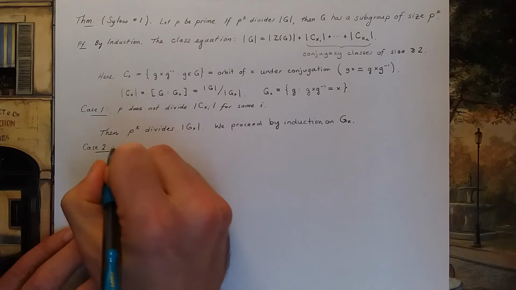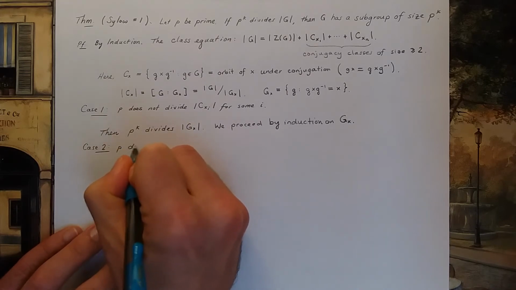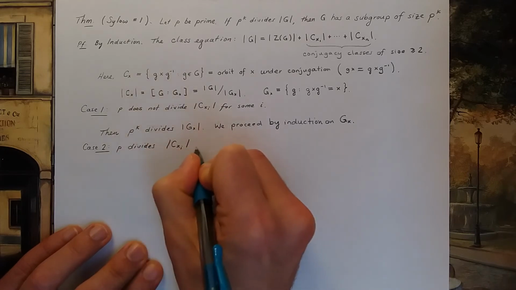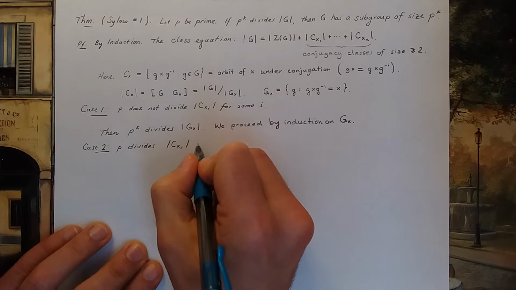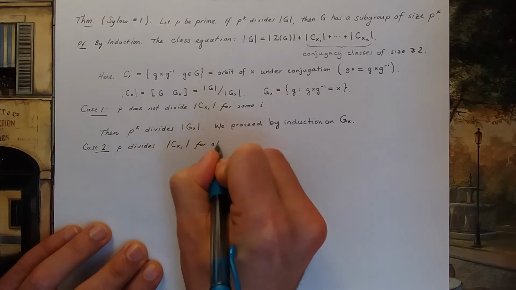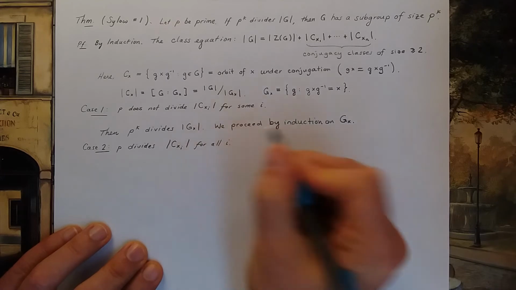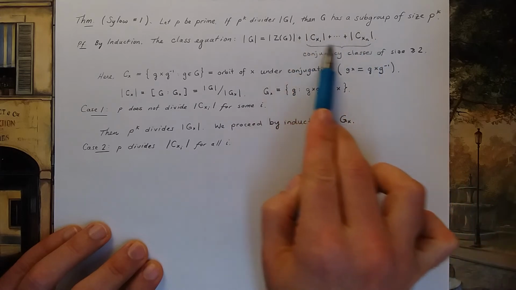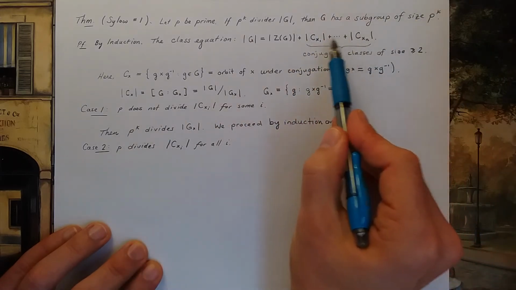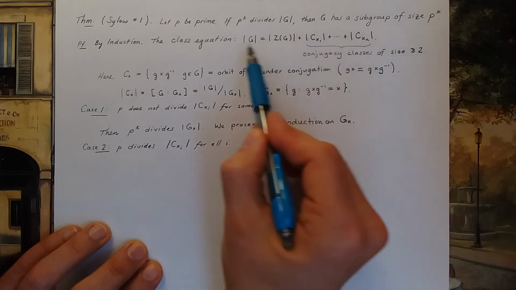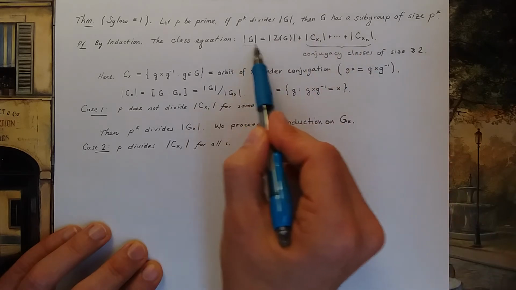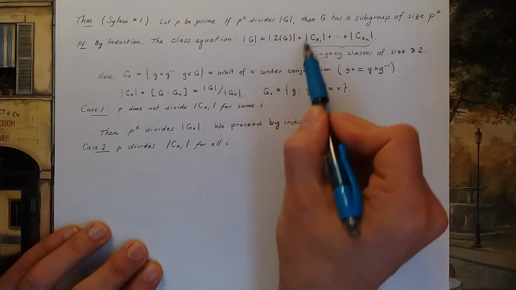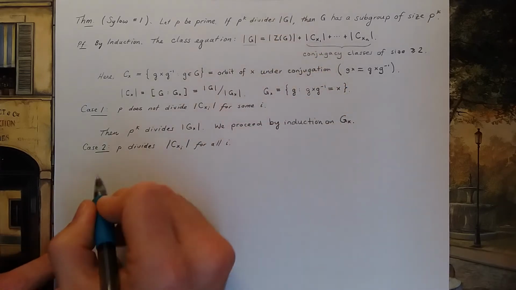Case 2 is p divides the size of C_{x_i} for all i. So back to the class equation, we have that in this case, p divides every one of these sizes. p also divides the size of G. So p divides the size of G, and p divides all of these numbers. So p also has to divide the size of the center.